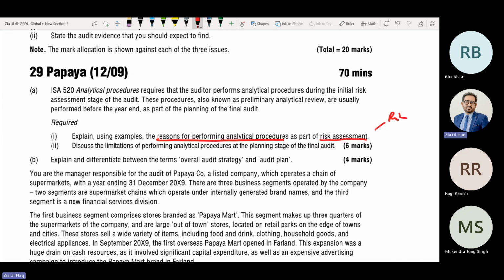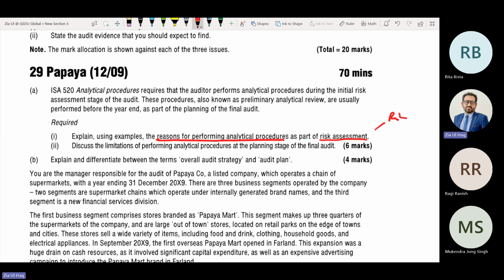We perform analytical procedure at the planning stage, meaning we compare current year financial statements with previous year financial statements, to obtain knowledge about the client business and operations as well. Like we have compared assets with the previous year, and if there is increase in assets, this means company has acquired new assets. This means if company has acquired new assets, there is expansion of business.